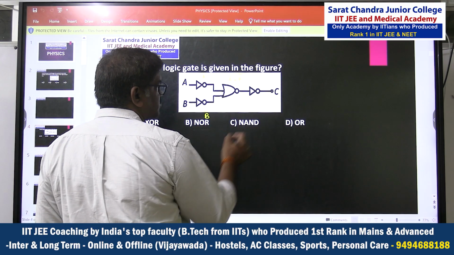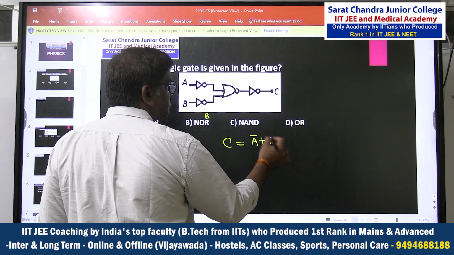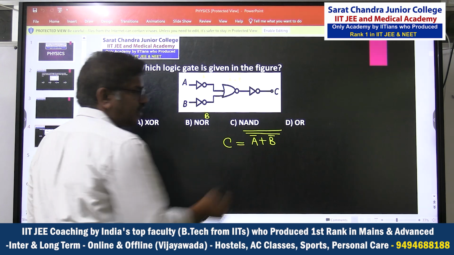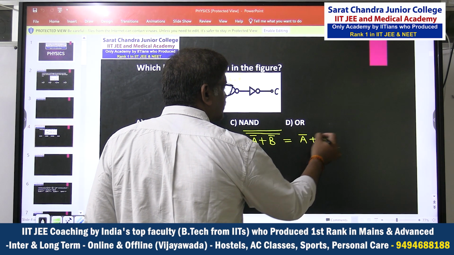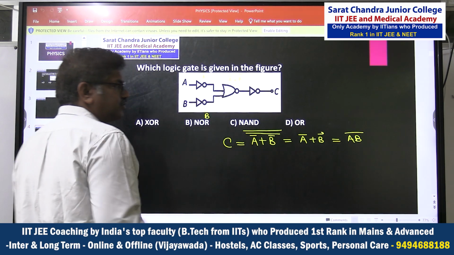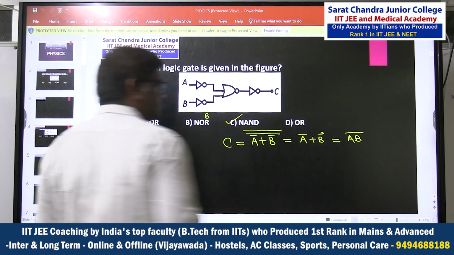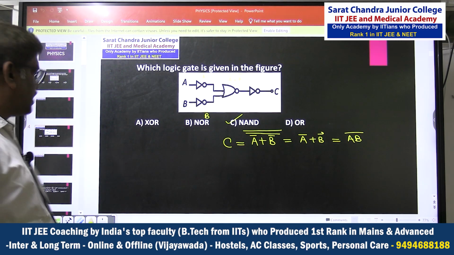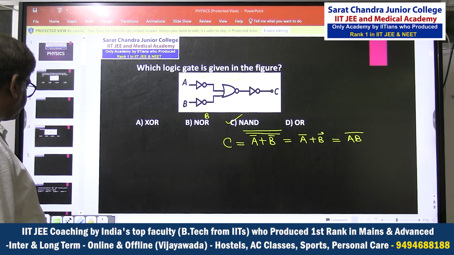And now again it is NOT, so what is your final output? C will be A bar plus B bar, bar, and this is NOT, so again this is a double bar. Now this double bar will cancel, so it will be A bar plus B bar, which is AB bar by De Morgan. So clearly you can understand that this is AND and bar is there, so it is NAND. So it is a NAND gate. Very simple question, directly by looking at this you can interpret. Move to the next question.